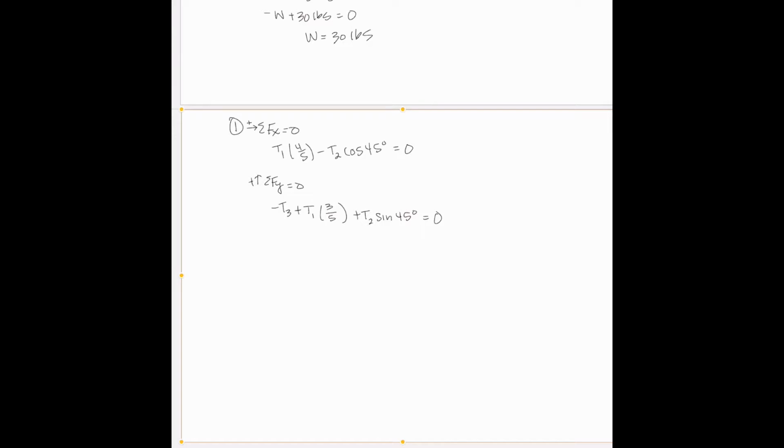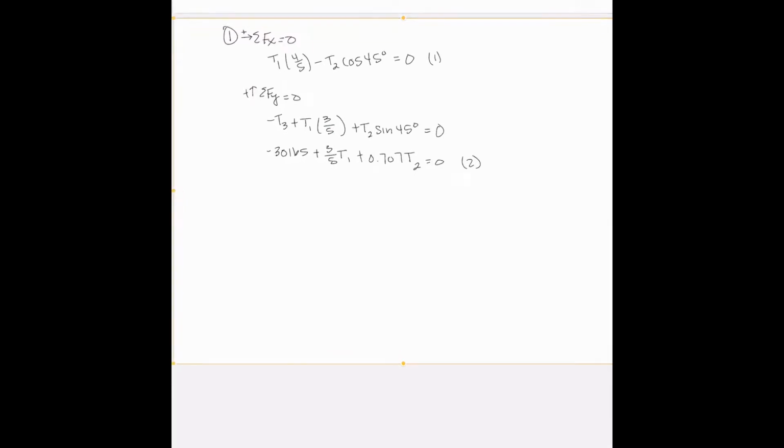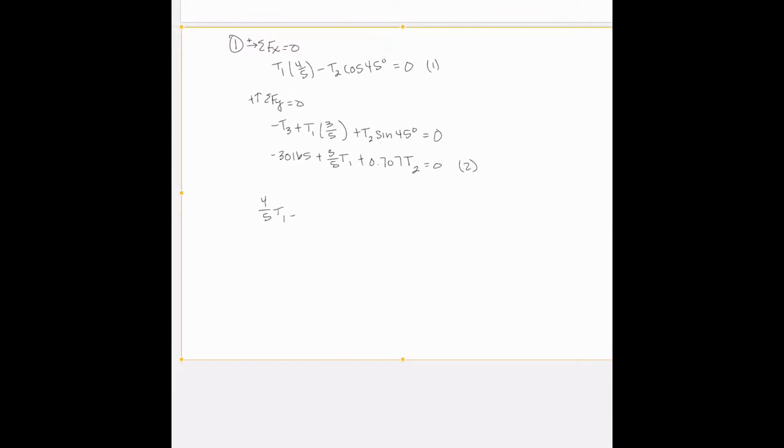And we'd solve for T3, which was, well, we're given T3, which we decided in the previous step was 30 pounds, so negative 30 pounds plus 3/5 T1 plus 0.707 T2 equals 0. That's equation 1, that's equation 2. So 4/5 T1 minus 0.707 T2 equals 0. And 3/5 T1 plus 0.707 T2 equals 30 pounds.